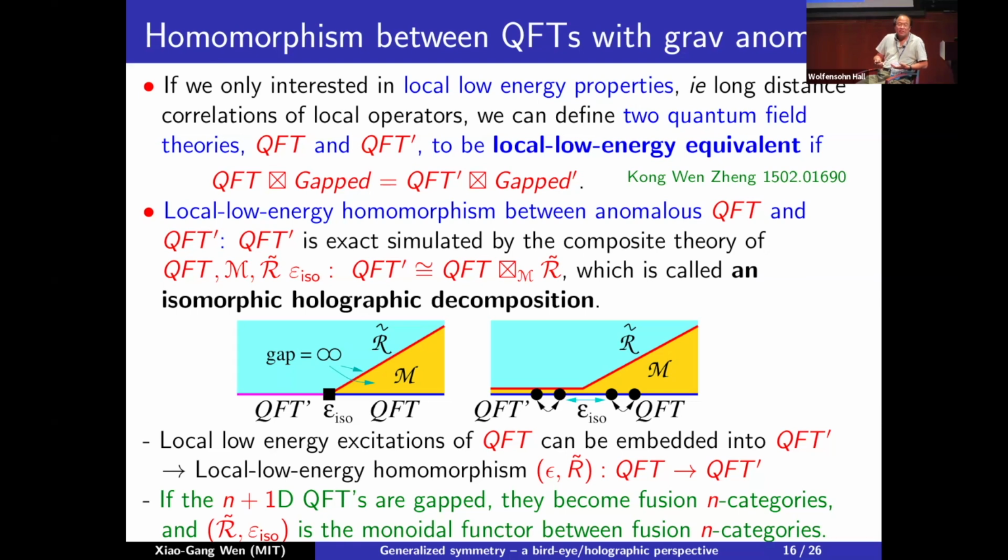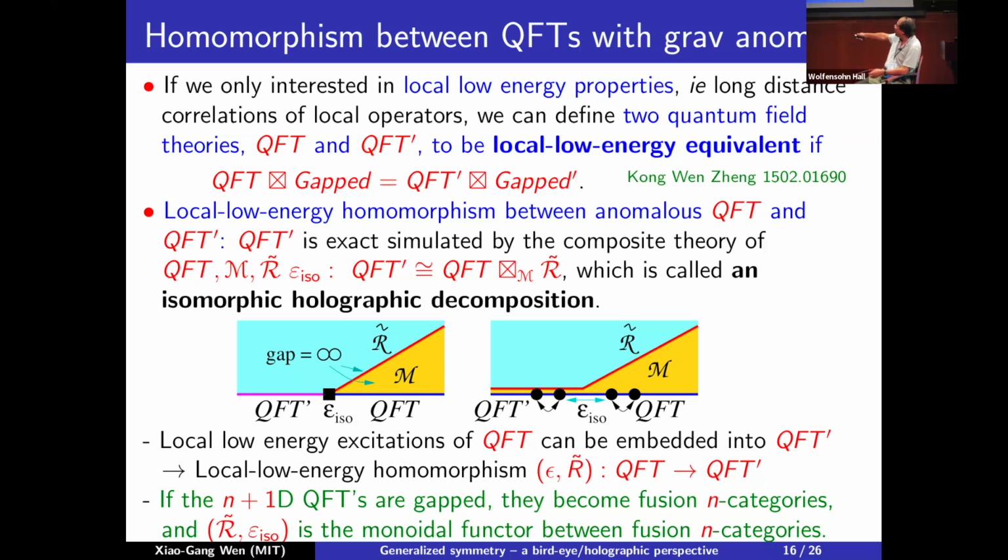Yeah. So this gets some notion of a local low energy equivalence if these two quantum field theories become identical after stacking with some gapped TQFT. Okay. Then we try to do this for anomalous quantum field theory. So this is an anomaly-free one. For an anomalous one, we can try to do a similar thing.